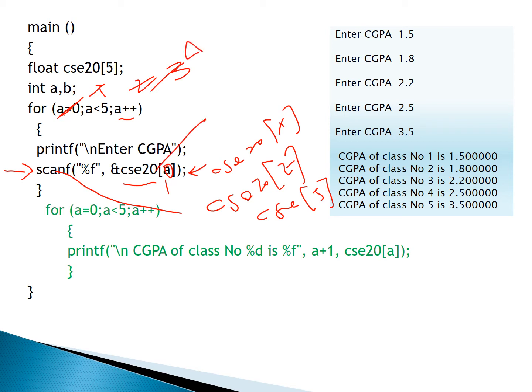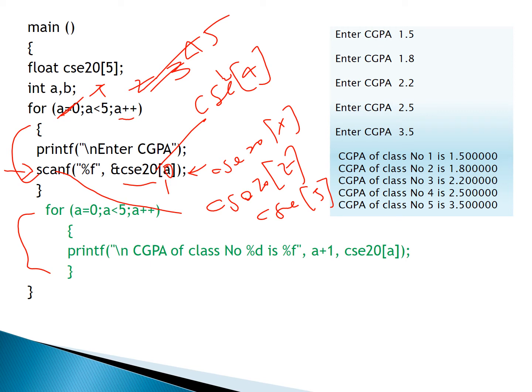For a is 4, this scanf now stores in CGPA index 4. Sorry, I need to write 20 here. So the next value will go to index 4, which is the end of the array. When a is 5, this becomes false, so we are done with this loop. Now let's display the values which we already stored using the for loop.